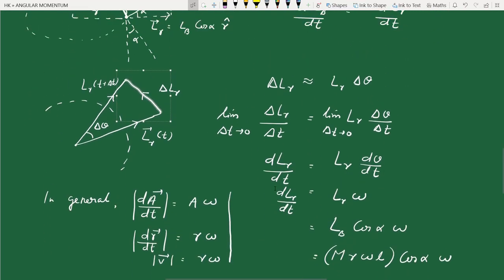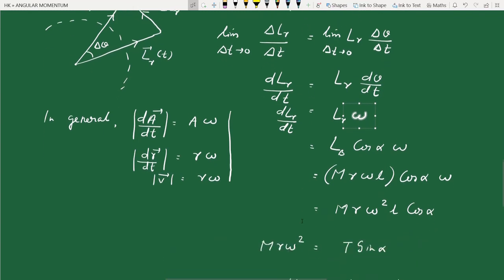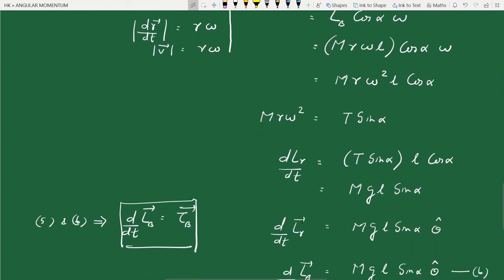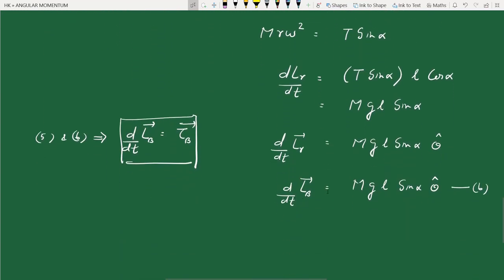Then the rate of change of the vector we can express as the magnitude of the vector into omega, which is a general relationship. And finally we have shown that the rate of change of LB is equal to mgl sin alpha along theta cap direction. In other words, the rate of change of LB is same as torque. So this result we have established for conical pendulum also.